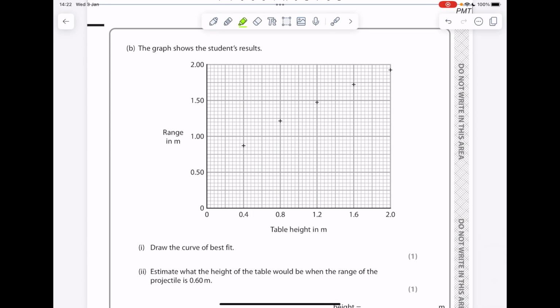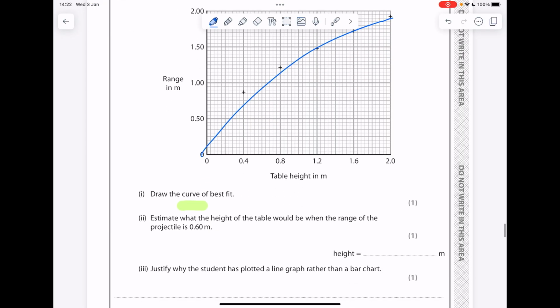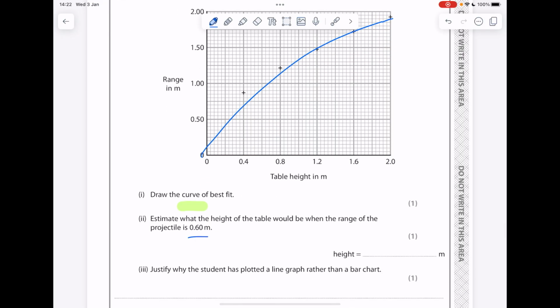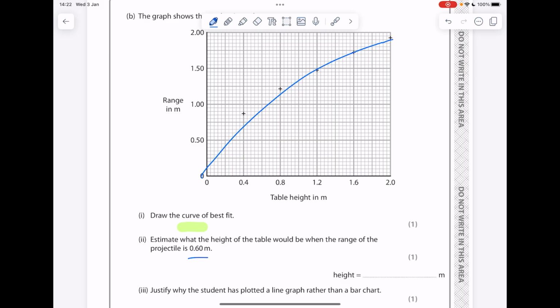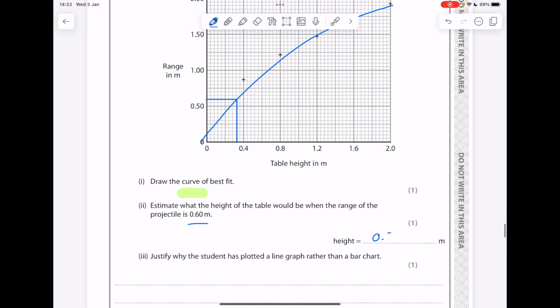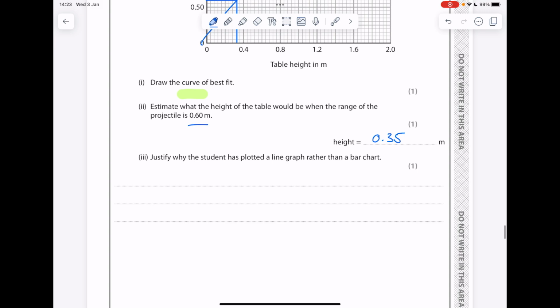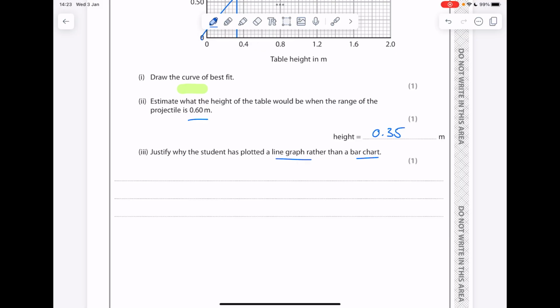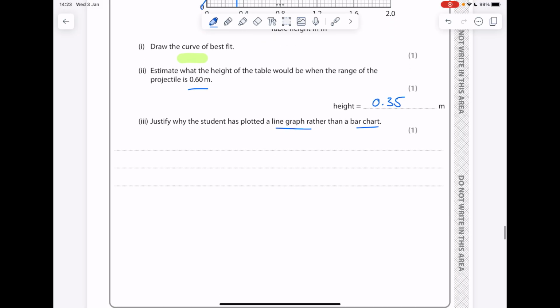The graph shows the student's results. Draw a curve of best fit. So draw that freehand. Yep, that's absolutely fine. Estimate what the height of the table would be when the range of the projectile is 0.6 meters. So read up here on the y-axis. Take it down. Try and read that nice and accurately. So that would be around 0.35. Justify why the student has plotted a line graph rather than bar chart. Remember, line graphs are for continuous data, whereas bar charts are for discontinuous or categoric data.